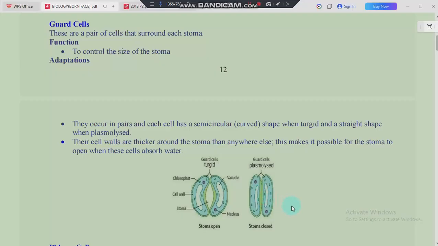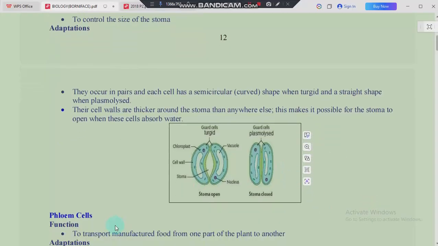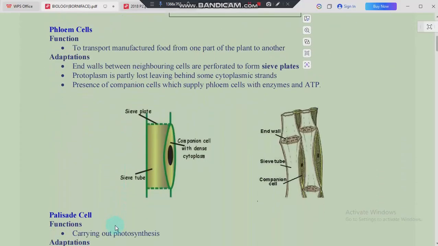All right. Having said that about the guard cells, I want us to move on now to the phloem cells as another example of a specialized cell. So the phloem cells are the ones that are responsible for the transportation of manufactured food from one part of the plant to another. The adaptations which the phloem have: the end walls between the neighboring cells are perforated to form sieve plates. Apart from that, the protoplasm is partly lost, leaving behind some cytoplasmic strands.